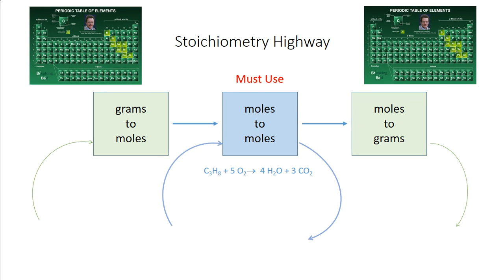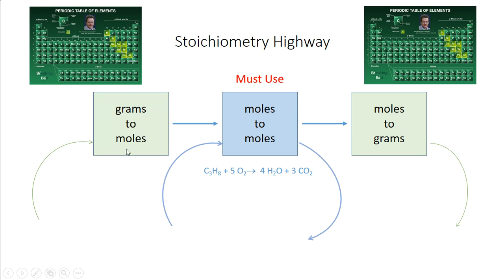I think you have this down pretty good, grams to moles. If you're looking at grams to moles, then you get that from the periodic table. If you have moles to moles, you get that from the balanced equation. And if you got moles to grams, you get that from the periodic table. So every question is going to have one of two starting points. It's either going to ask grams or moles at the beginning, and it's either going to end with what are the moles or what are the grams.